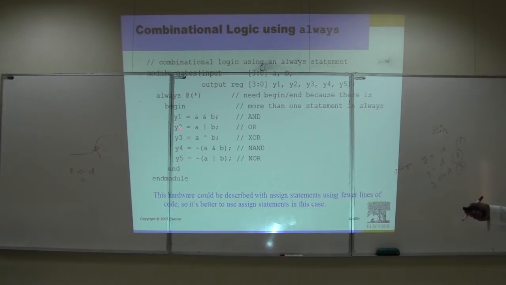Then y2 will get the value, then y3 will get the value, like this. You understand? And this is called blocking assignment. Blocking.